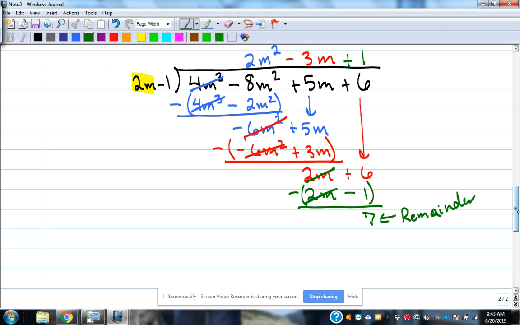And again, remember the way we're going to write our answers. You're going to have the stuff up top, 2m squared minus 3m plus 1, plus the remainder over the divisor.